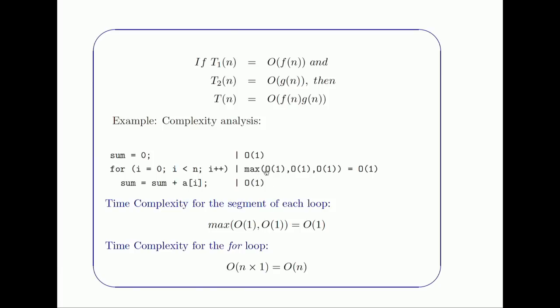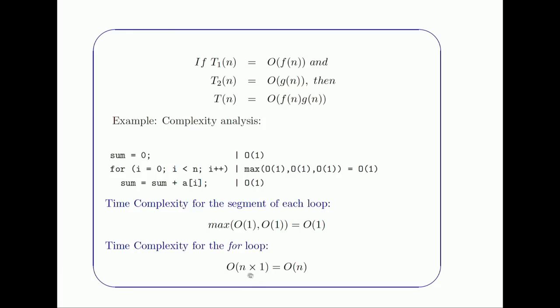So, it again costs you order 1. What is the time complexity for the segment of each loop? This loop, on the other hand, is being executed n times. So, if you look at the outer program P1 here, that is going to be executed n times, therefore, it is order n.